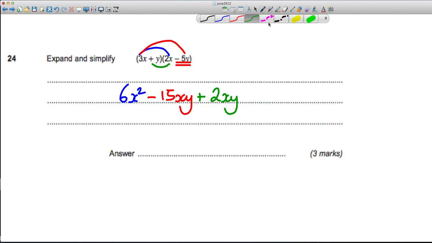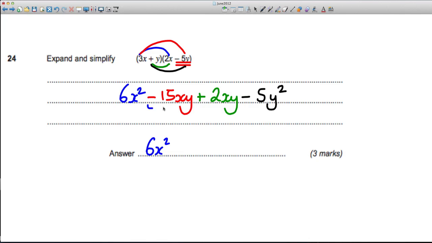And the last one, positive y multiplied by negative 5y, will be negative 5y squared. And we could just do a bit of collecting up here. That would be 6x squared, negative 15xy plus 2xy, which is negative 13xy, subtract 5y squared, and you'll be done for an extremely easy 3 marks there.